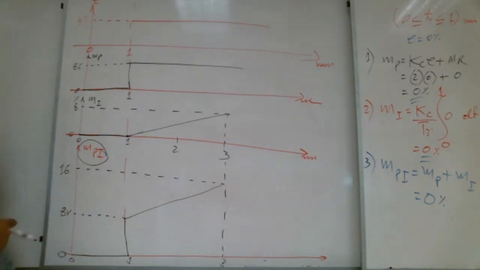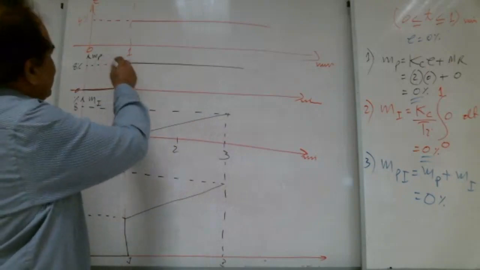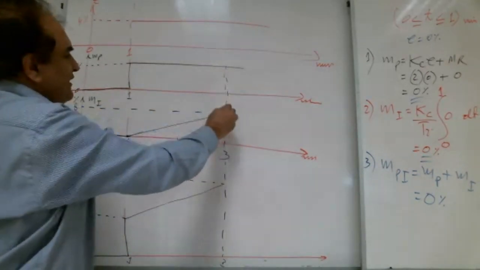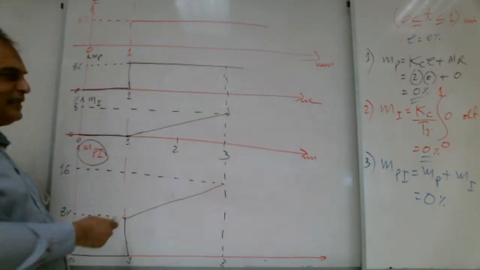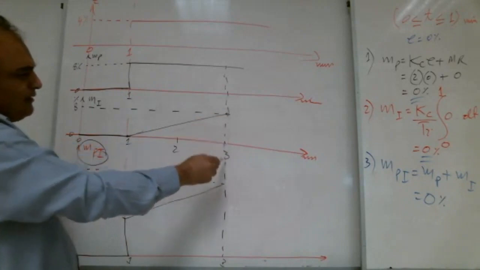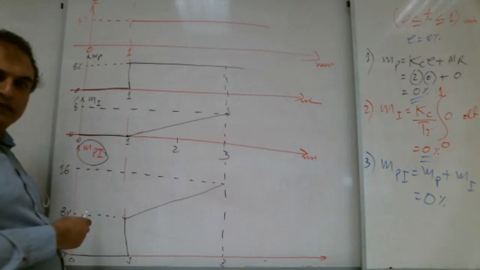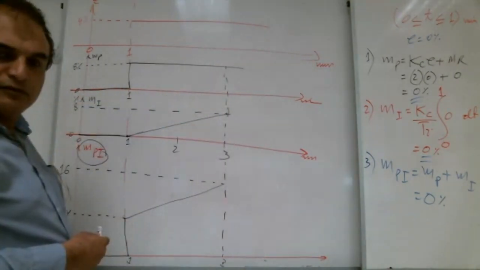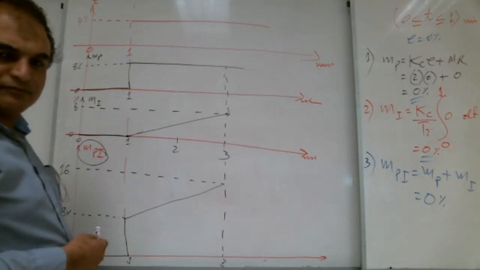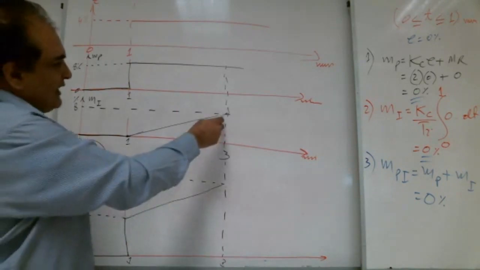Are you with me? That's good. Okay, at 3 minutes, what is MP? 8. Very good. What is MI at 3 minutes? 8. That's good. So 8 plus 8, how much? A lot of brothers are typing 16. So 8 plus 8 is 16.